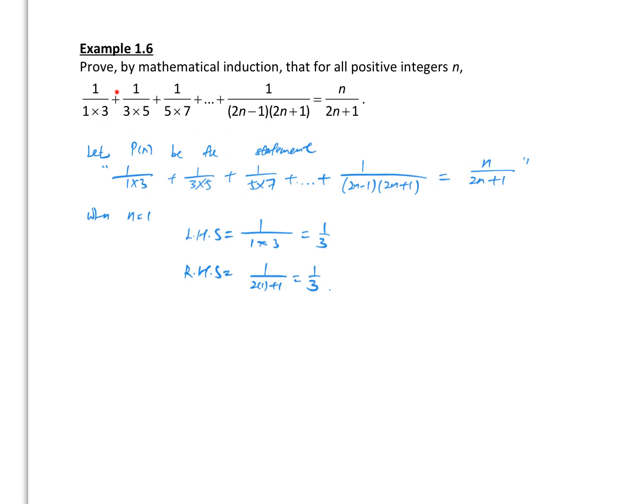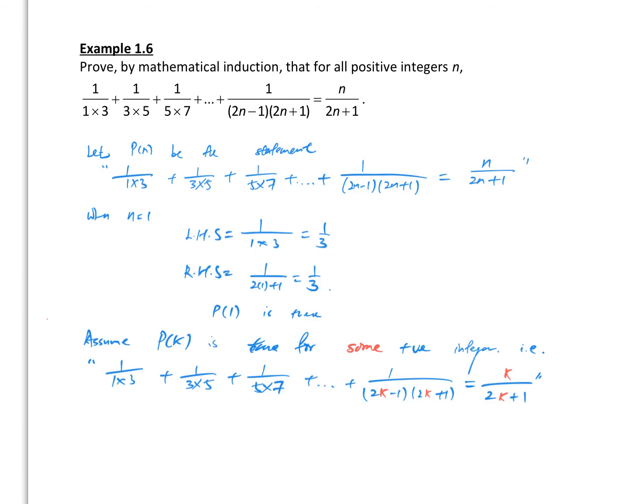What is the meaning of n is equal to 1? The sum is 1 over 1 times 3 plus 1 over 3 times 5, and so on, up to 1 over 2n minus 1 times 2n plus 1. When n is equal to 1, 2n minus 1 is equal to 1, and 2n plus 1 is 3. So when n is equal to 1, that means the first term only. The left-hand side equals the right-hand side, which is 1 over 3. So I can conclude P of 1 is true.